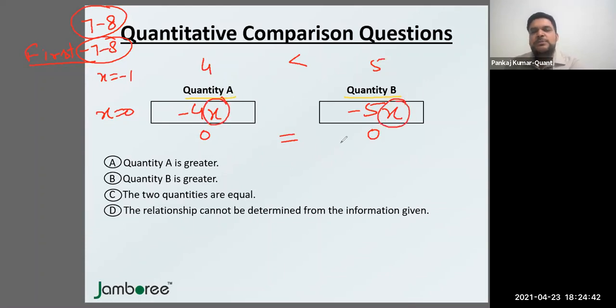When the whole thing depends upon the value of X, the relationship cannot be determined from the information given. We have no idea what exactly the relation is going to be. Either they're going to be equal, maybe greater, maybe less. So we have no idea which one is greater, which one is equal. So on that basis, we're going to decide the answer is going to be D, which means we cannot figure out a defined relation between quantity A and quantity B.